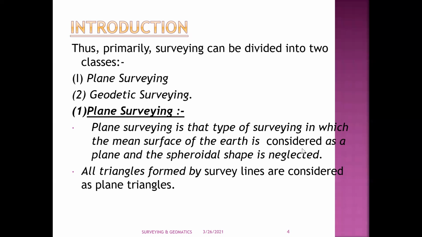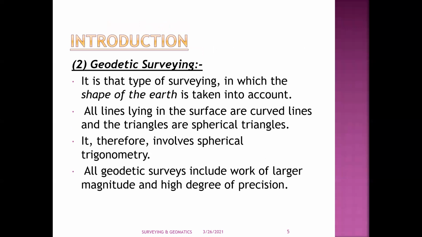Coming to geodetic surveying, in this surveying, we are considering the spheroidal shape of the earth. Now it is taken into account while doing the surveying. So that's why we call this surveying geodetic surveying.